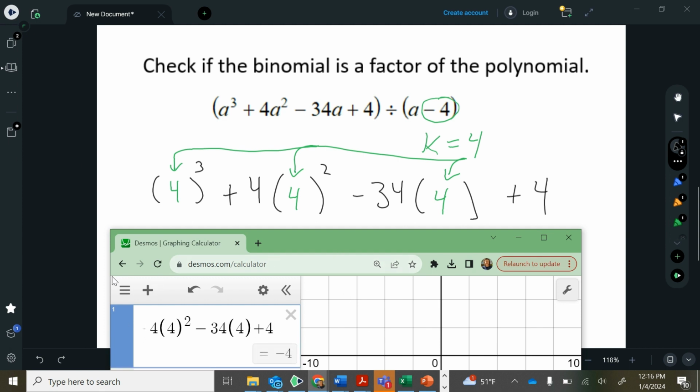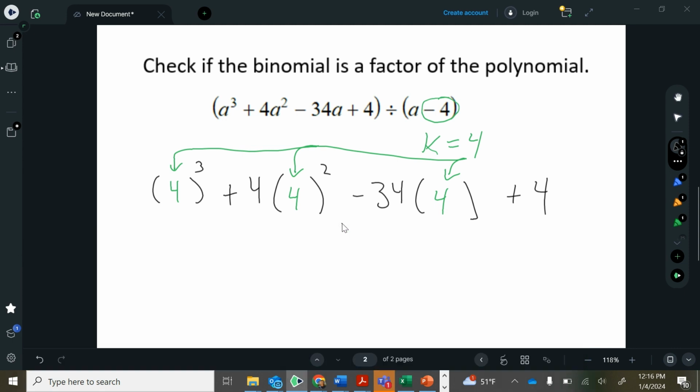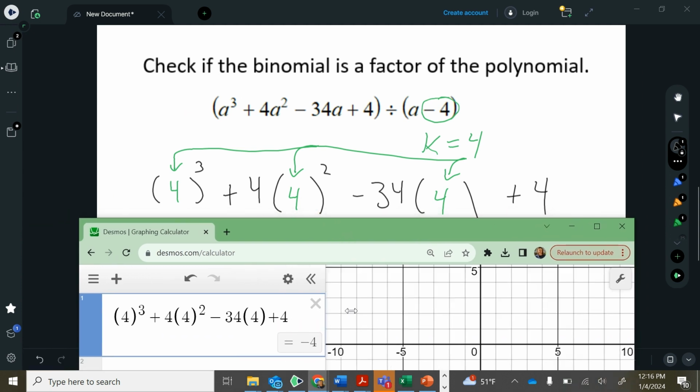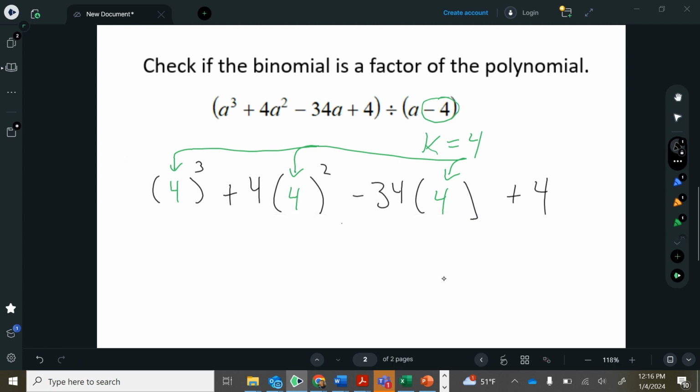Okay, and we can see here, we get an answer. Desmos gives us an answer here. Just see if we're able to see the whole thing at once. There it is. Okay. So here we plugged it all in. Now this value right down here in the corner, that's what it evaluates to. So this whole thing equals a negative 4. It doesn't equal 0. Okay. It's not a 0. That means it's not a factor. So that's going to be our answer here.